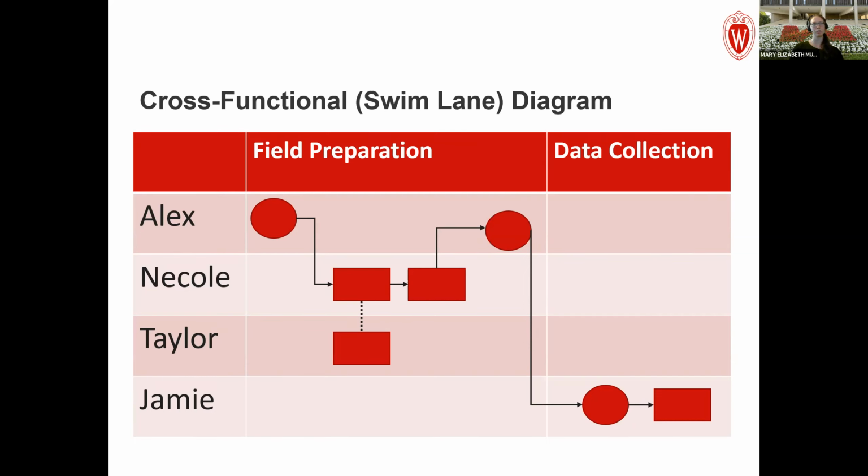This is an example of a swim lane diagram. You can see here there's start and end times in the middle and near the end. There's different stages of this process. We have the field preparation, the data collection, and each swim lane. So Alex, Nicole, Taylor, and Jamie have their own lane of activities that they're responsible for. You can see that Nicole and Taylor share a responsibility, that dotted line here in the center, and then it goes back to Nicole's responsibility.